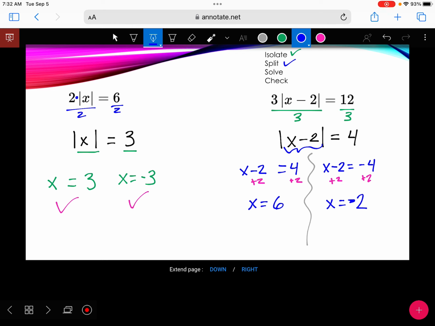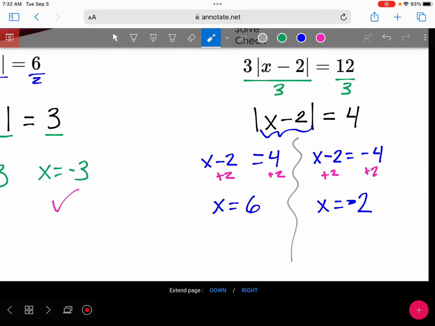Then we got to check it. So we're not done yet. So we're going to take our x's, and if we need to write it down, we can. We take 3 times the absolute value of 6 minus 2, and I want to know if that equals 12. 3 times the absolute value, 6 minus 2 gives us 4. Absolute value of 4 is 4. 3 times 4 does indeed give us 12, so this one checks.